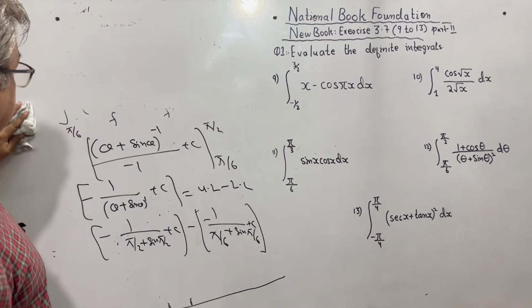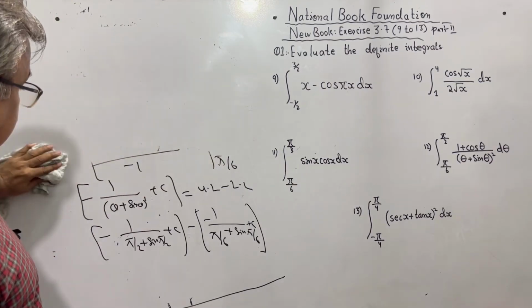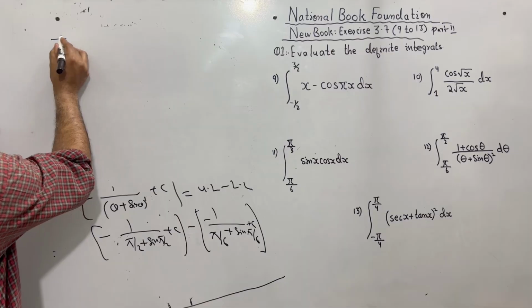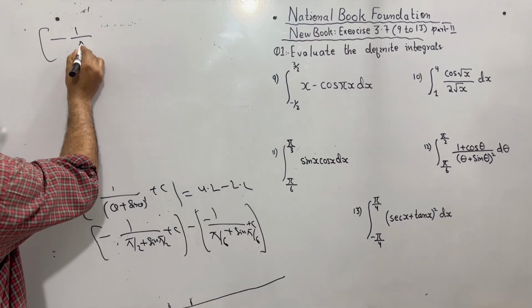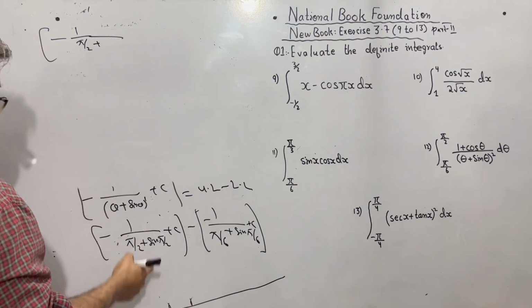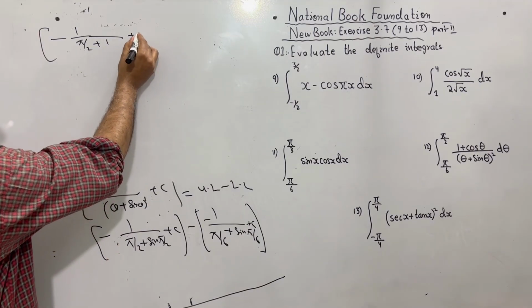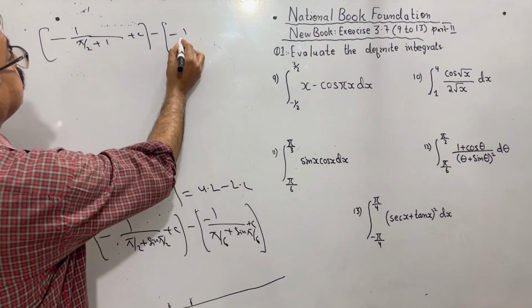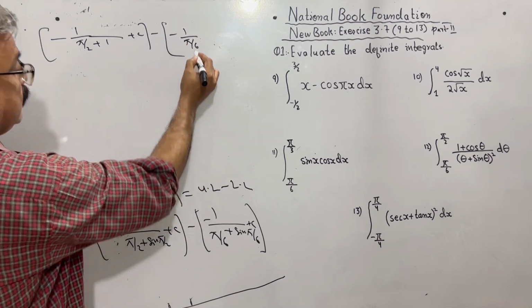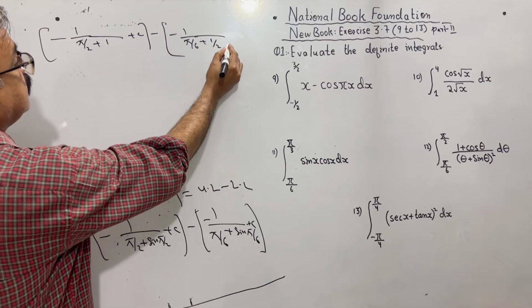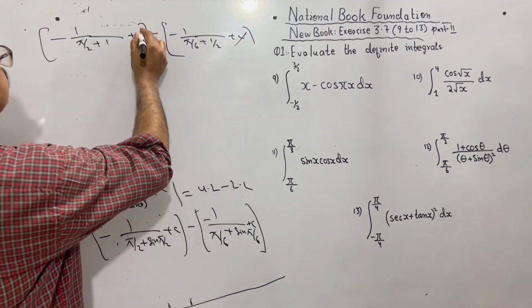We have something like negative 1 over (pi over 2 plus sin pi over 2, which is 1) plus c, minus, it will become minus 1 over (pi over 6 plus sin pi over 6, which is 1 over 2) plus c, cancelled out.